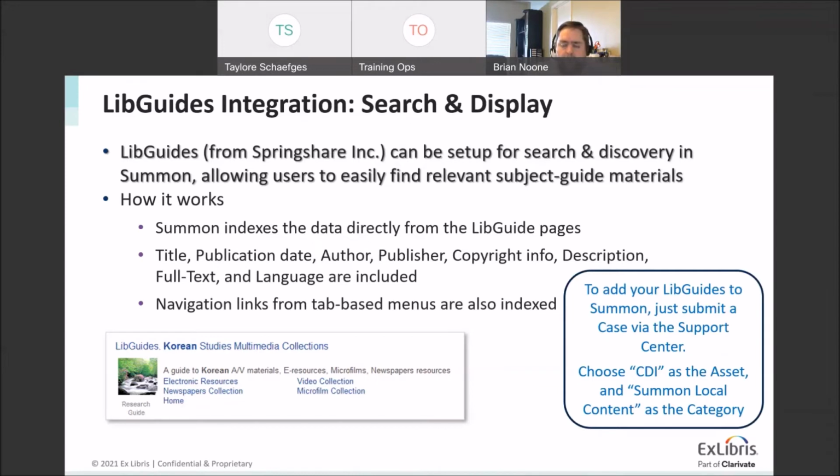One of my colleagues pointed out that a customer asked, well, why would I do this? We already have the LibGuides on the library homepage. I think our viewpoint here is that making this information searchable in Summon is just going to expand the accessibility of that information to your users.